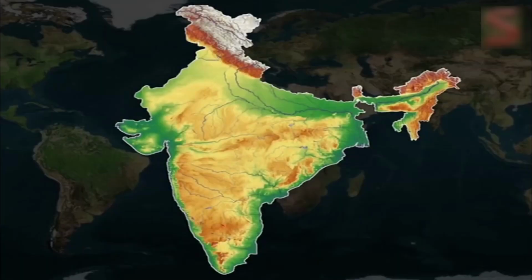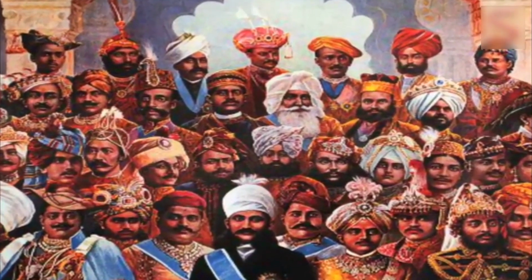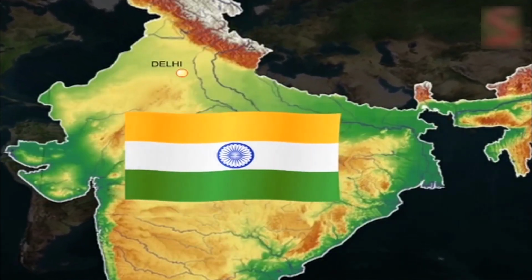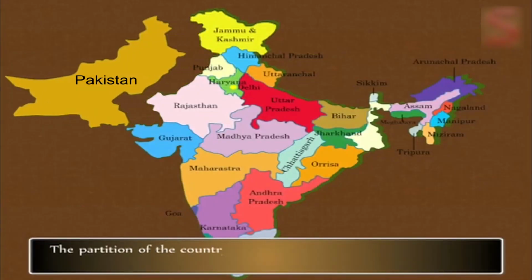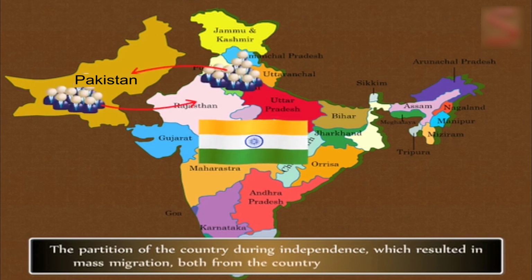Students, now let us see an interesting section on how the settlements eventually change. The city of Delhi served as a center for many empires which ruled our country. During the time of independence, Delhi remained the capital of the country. We also know about the partition of the country during independence, which resulted in mass migration both from the country and into the country. One of the important challenges of this happening was the accommodation of the new population or the immigrants and settlement of them in new areas.